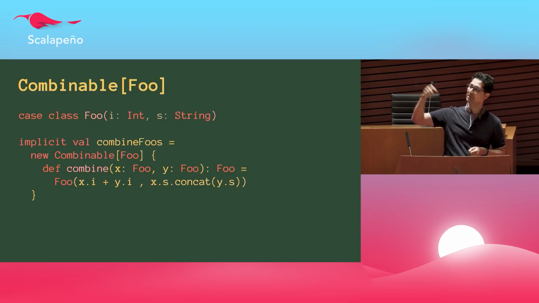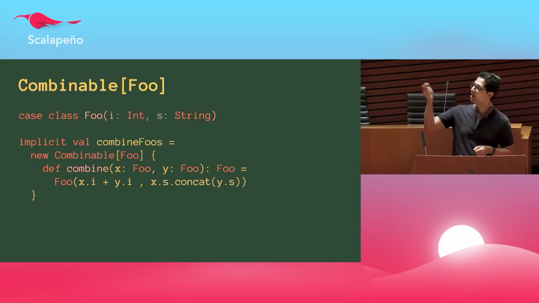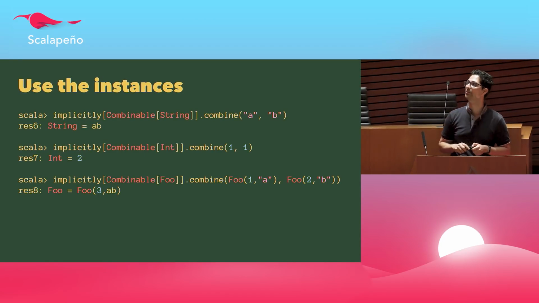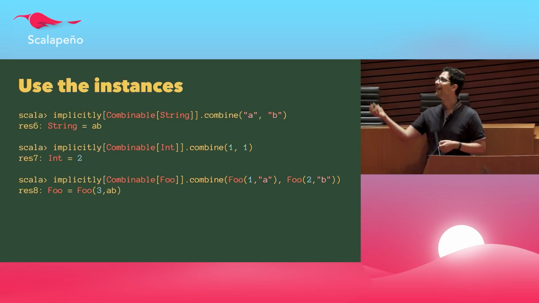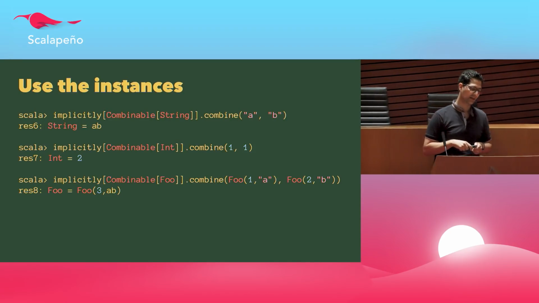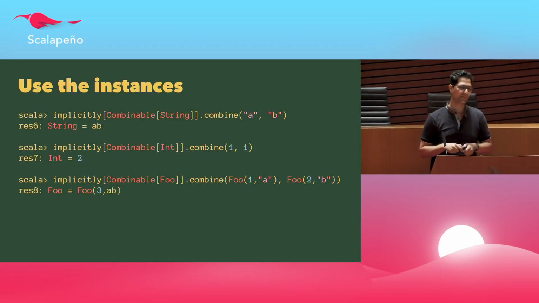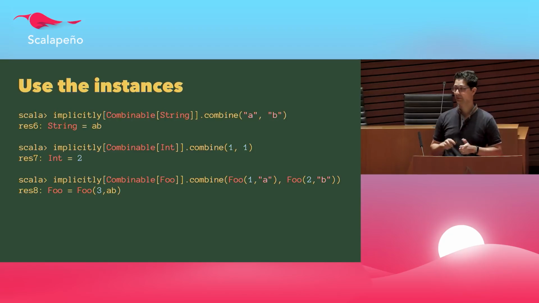This stuff, you can also pay attention, use implicit. That's the way to do it. So why do we use implicit? Because we want to summon the stuff and get it magically with the implicitly syntax, right? It's very nice. You see, I give A and B, I get AB; 1 and 1, I get 2; and same thing for Foo. Great.